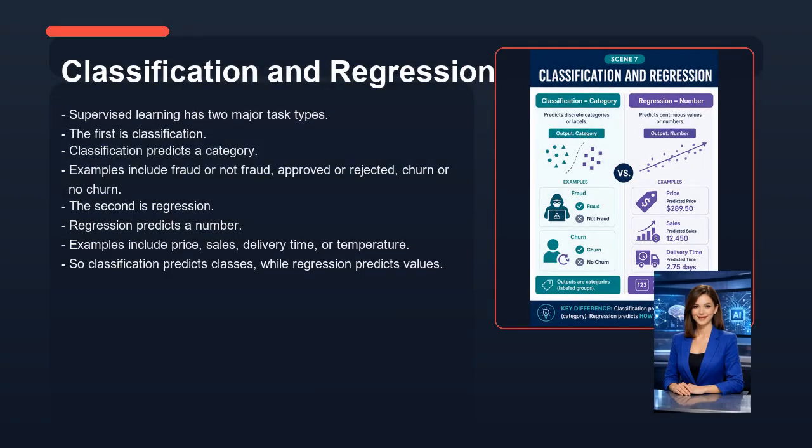Now let's look at classification and regression. Supervised learning has two major task types. The first is classification. Classification predicts a category. Examples include fraud or not fraud, approved or rejected, churn or no churn. The second is regression. Regression predicts a number. Examples include price, sales, delivery time, or temperature. So classification predicts classes, while regression predicts values.